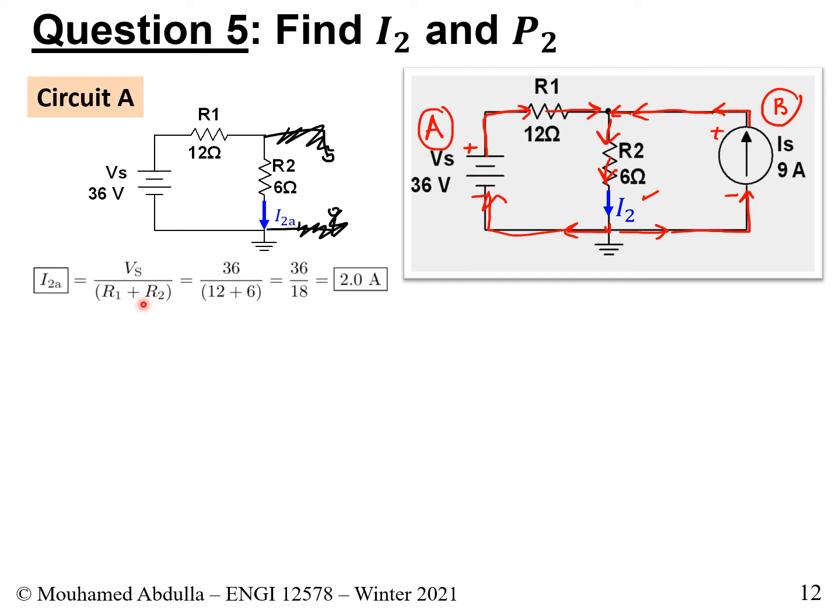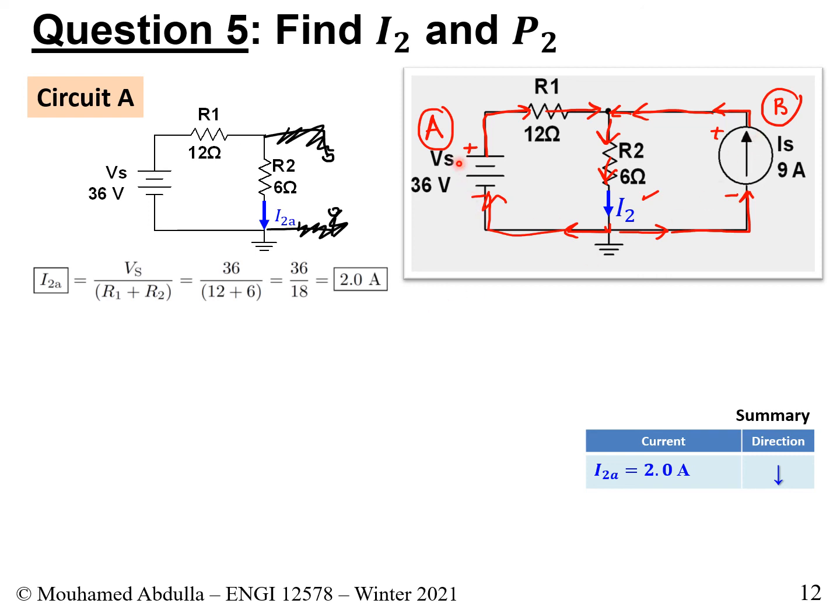And we know the joint resistance because they're connected in series. We could just simply add them together, R1 and R2. So that's 12 plus 6. So it's going to be 36 over 18, and that gives us 2 amps. So the current here, I2A, is really 2 amps. We could put it in the summary table, 2 amps pointing downward.